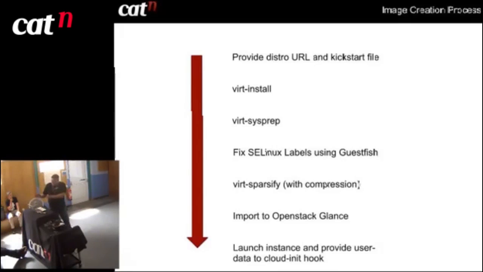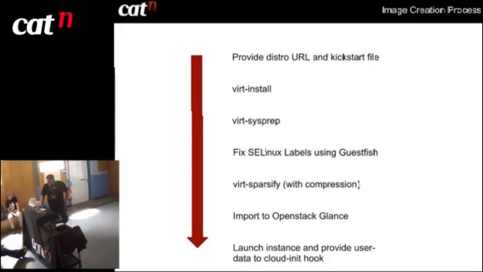Once that's done, we shut down the instance, and we run another tool against it called virt-sysprep, which again pulls out all the MAC addresses, resets log files, and deletes any other kind of data that you don't want hanging around from your install process. Then we have a step where we fix the SELinux labels after they've been broken by virt-sysprep. Hopefully a future version of virt-sysprep will actually stop stomping on SELinux, and we won't need that step.